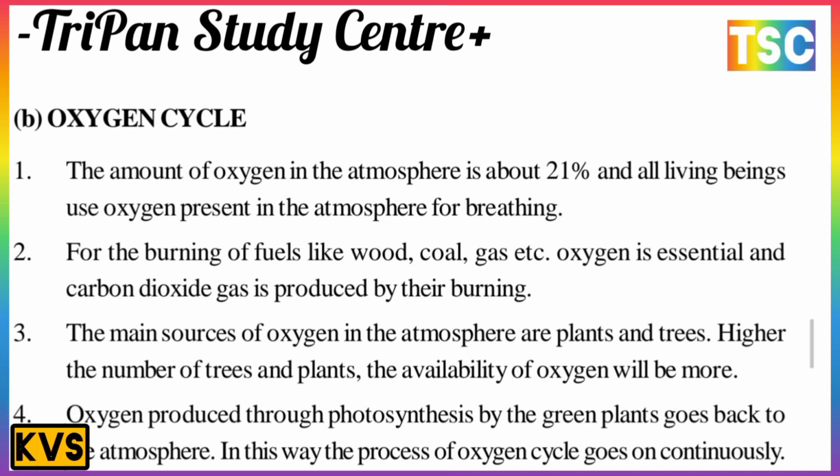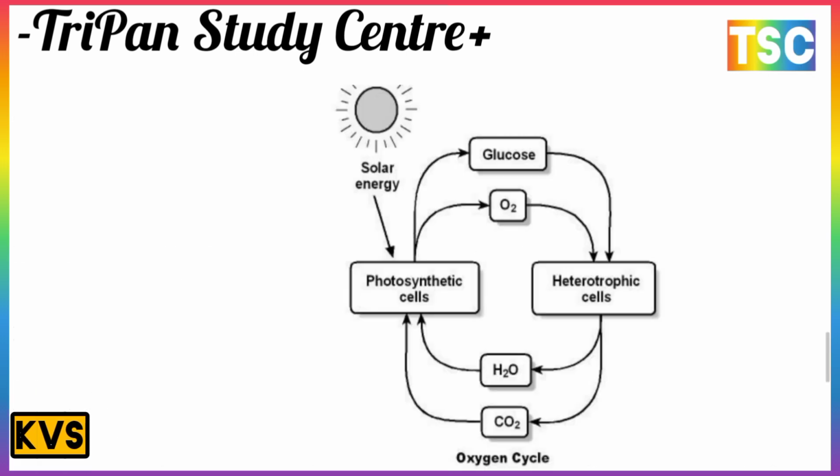The main source of oxygen in the atmosphere is plants and trees. The higher the number of trees and plants, the more oxygen there will be. This is the most important: oxygen produced through photosynthesis by the green plants goes back to the atmosphere, and in this way the oxygen cycle goes on continuously. Here is the most important oxygen cycle.